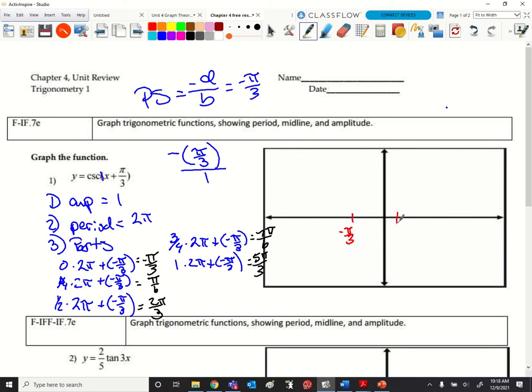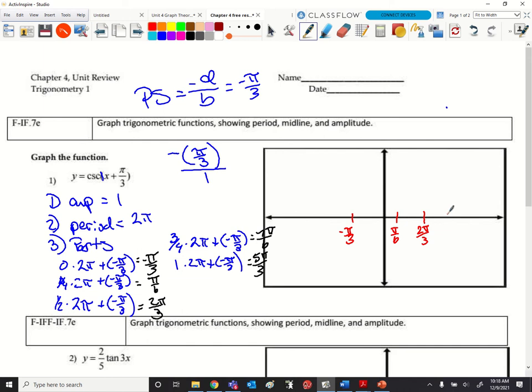The next one's going to be a positive pi over 6. How far over? I'm guesstimating. That's the only negative one I have, right? So that should be the only one on the left side. Everything else is positive, so it should be on this side.